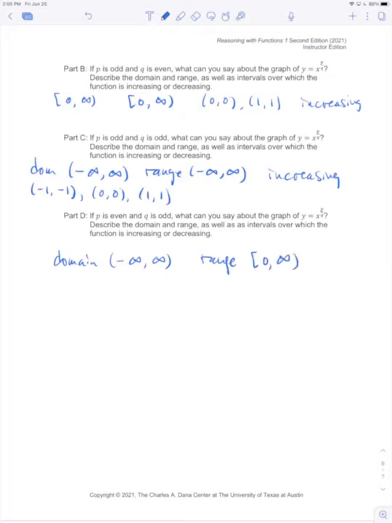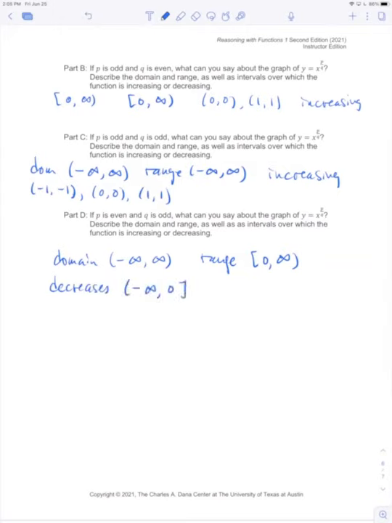The graph decreases on the interval -infinity to 0, and has a minimum at the origin, and it's going to be increasing, there we go, increasing 0 to infinity. The graph's going to go through the points -1, 1, 0, 0, and 1, 1.